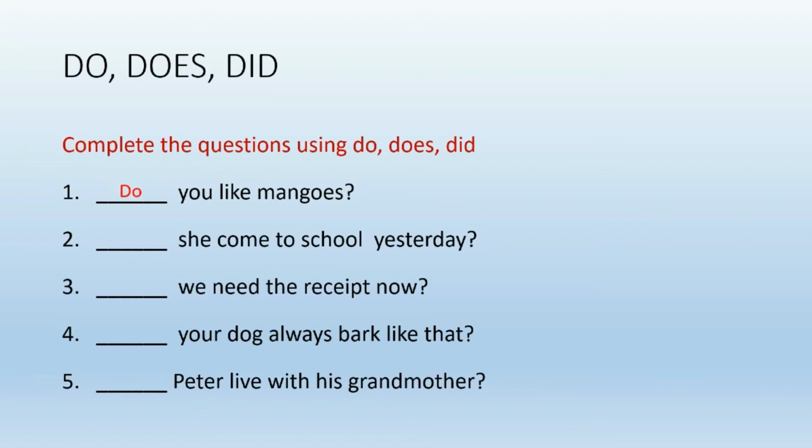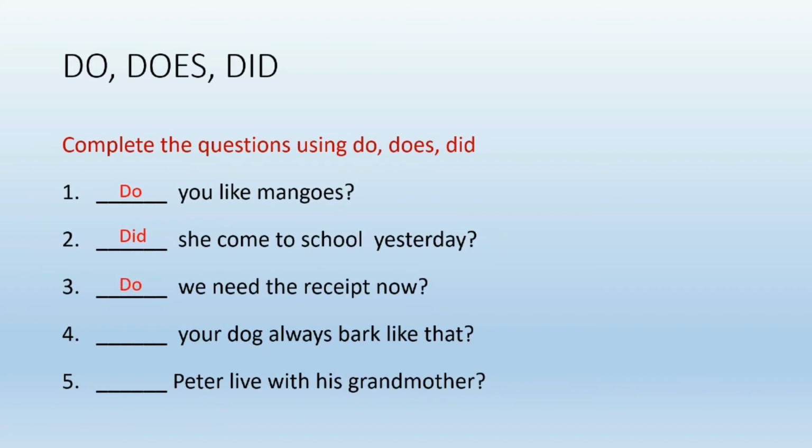Dash, she come to school yesterday. So from the word yesterday, it is understood that it is in past tense. So what do you use? We use did. Did she come to school yesterday? Let's check the next question. Dash, we need the receipt now. So we is first person plural. So we use do. Do we need the receipt now?